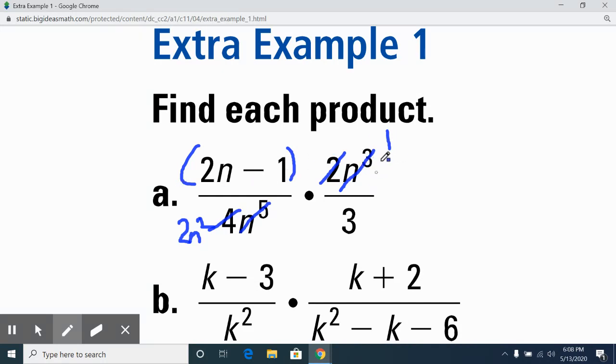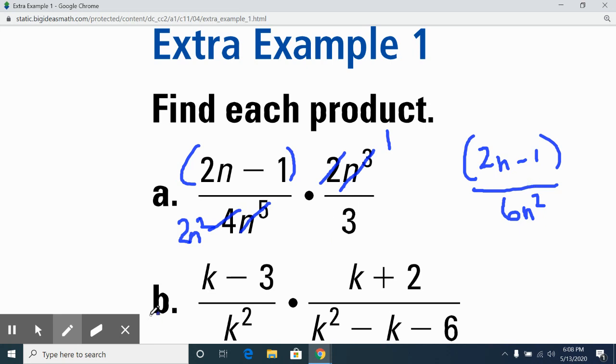There's really nothing left on the right side here of the numerator except a 1. So I have 2n minus 1 multiplied by 1, which isn't changing. So that's my numerator. And then I have a 2n to the 2nd power times a 3. So 3 times 2 gives me 6, and n to that 2nd power still. Okay, so this would be my final answer. This is my product simplified completely.